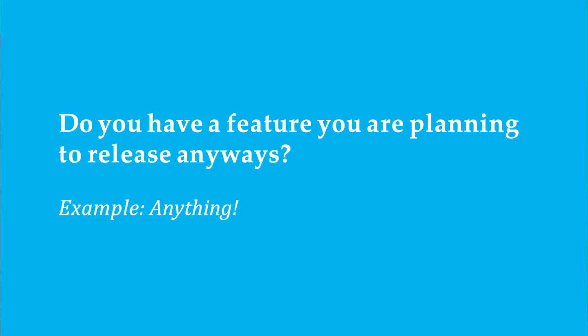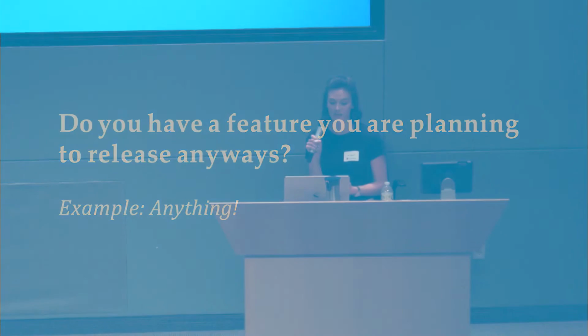And the last one, and this one should look fairly familiar. We've been hammering home on it a little bit. Do you have a feature that you're already planning on releasing anyways? Again, this could really be anything, but as long as you have a before state that's already implemented and you're planning on updating it anyways, test it against your original and see if your results actually do come through. See if your assumptions are validated with A/B testing.